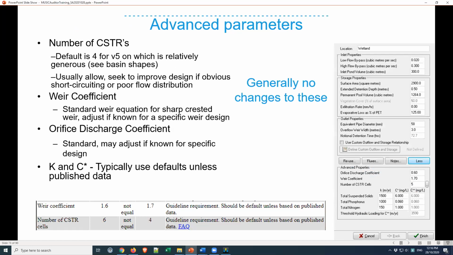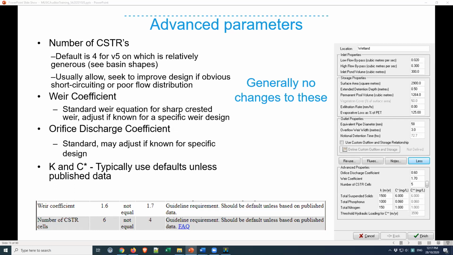There's also a set of advanced properties for wetlands. So, you've got the number of CSTRs, you've got the weir coefficient, orifice discharge coefficients, K and C star parameters for pollutant concentrations. 90% of models, 95% of models, none of this will ever be changed or shouldn't ever be changed. But there are occasionally reasons for doing it.